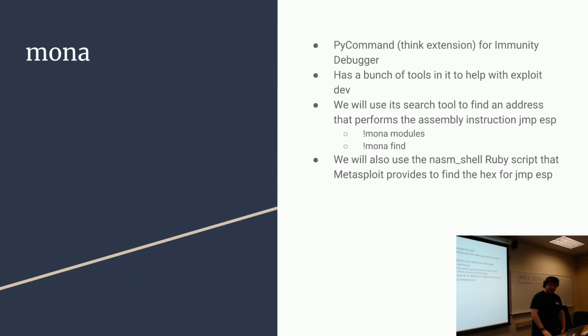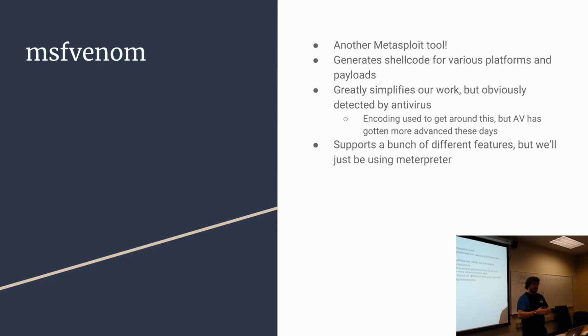The other thing we're going to use is MSFvenom. This is another Metasploit tool that allows you to automatically generate shellcode for various platforms and payloads. You can write your own shellcode, and at certain stages of advanced binary exploitation, you probably are going to do that. But we're not an APT. I'm just a guy with a laptop, so I'm going to use MSFvenom. It also supports a bunch of different features, but we're just going to use the Meterpreter payload, which is a very basic payload.